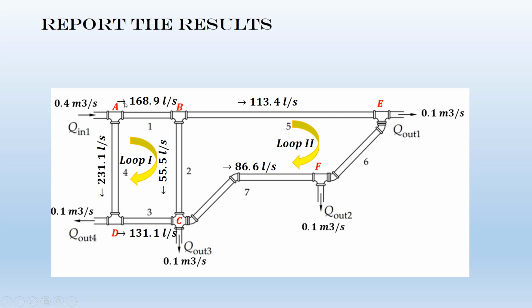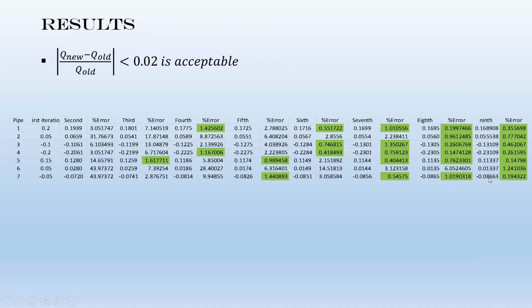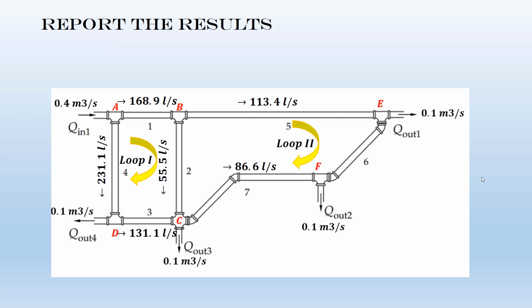So the flow in the first pipe is from the left to the right side, and the value is 168.9 liter per second. However, for example, for, let's say, pipe 7, the flow value is negative, meaning that it's in the opposite direction of the loop's direction. So the loop direction is from the right to the left. So the flow direction in pipe 7 is from the left to the right, and the value is 86.6.